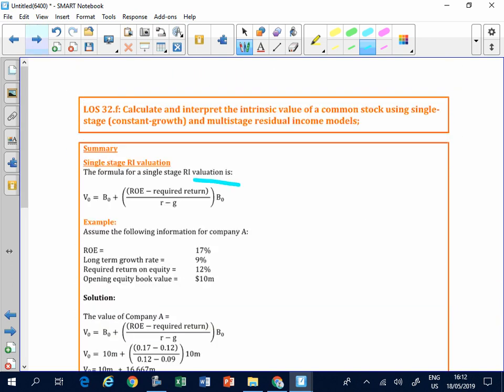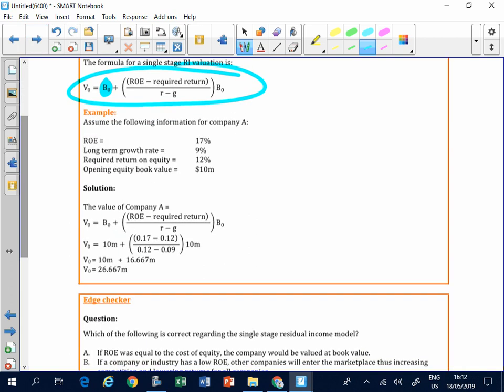Okay, so this is again the single stage model. Guys, remember this. The majority of the value sits in that term there, book value today. That's where the majority of it lies. Okay, then let's go through an example.